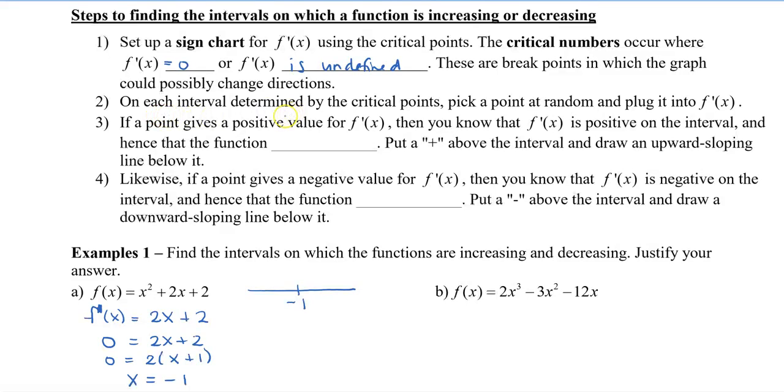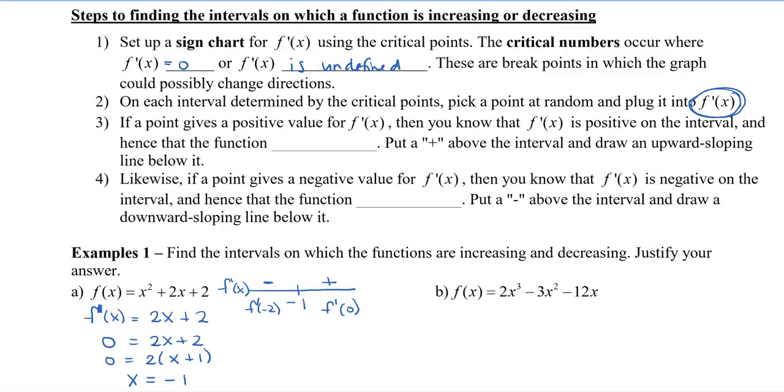And then it says, on each interval determined by the critical point, so we have a left and a right side of -1, we're going to pick a point at random, and we're going to plug it in to f prime of x. So to remind me, I'm going to put f prime of x here. So I'm going to pick -2, and then I'm also going to pick 0. All right, so we're going to plug this in. So when I put -2 into my equation here, I'm going to get a negative value. If I put 0 into this equation for f prime of x, I get +2. So I'm going to have a positive number.